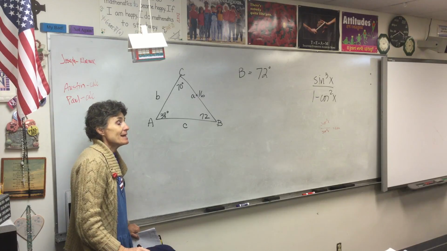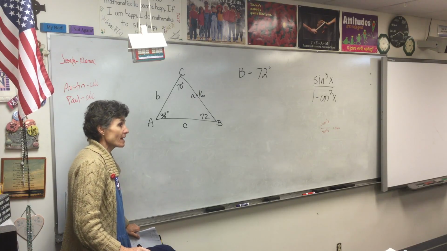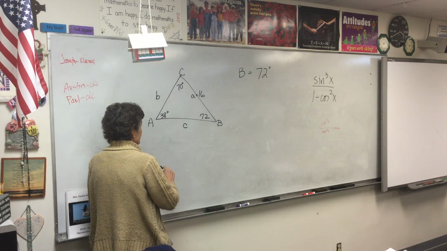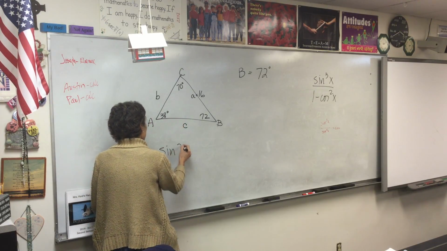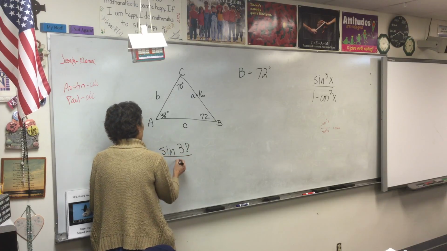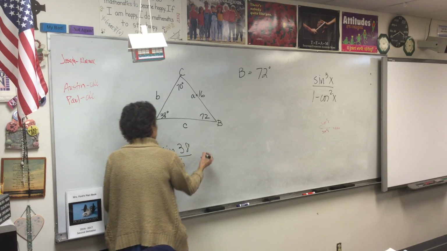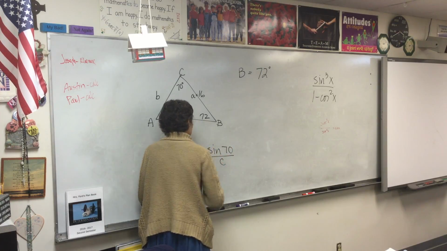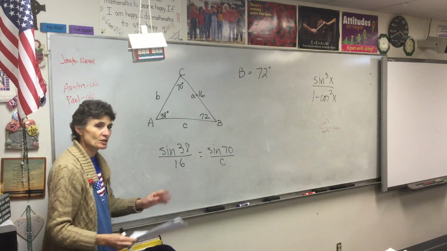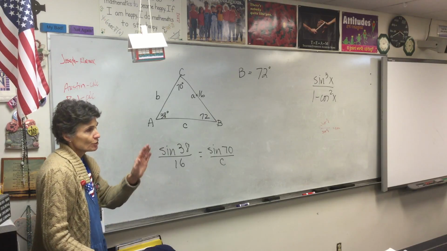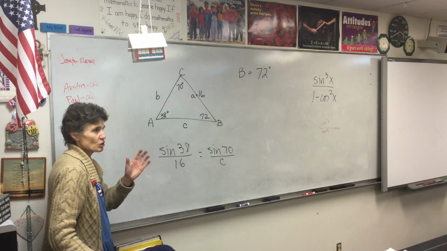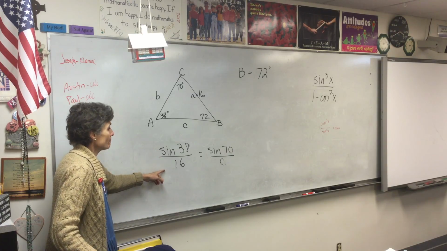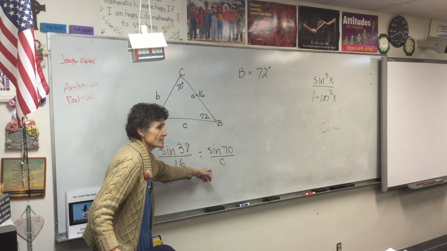Okay? Now, to find the sides, we're going to set up a proportion. Watch this. The sine of 38 over 16 equals the sine of 70 over C. Now wait a minute, just stand back and look at that for a second. You probably have never done this in your life, but just look at it. Sine 38 over 16, sine 70 over C.